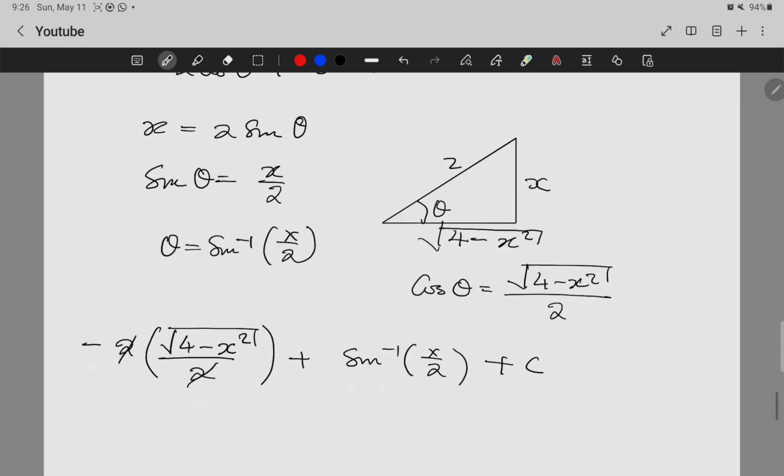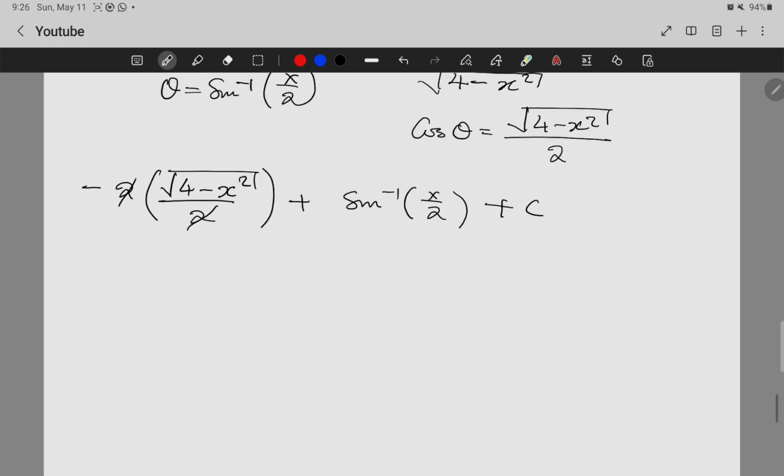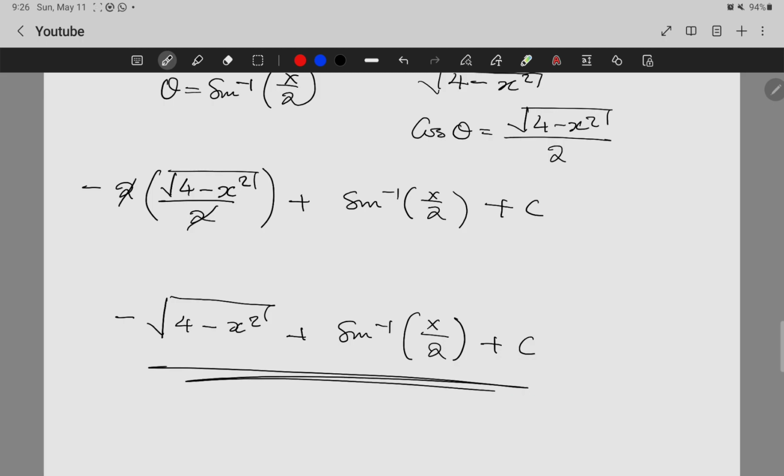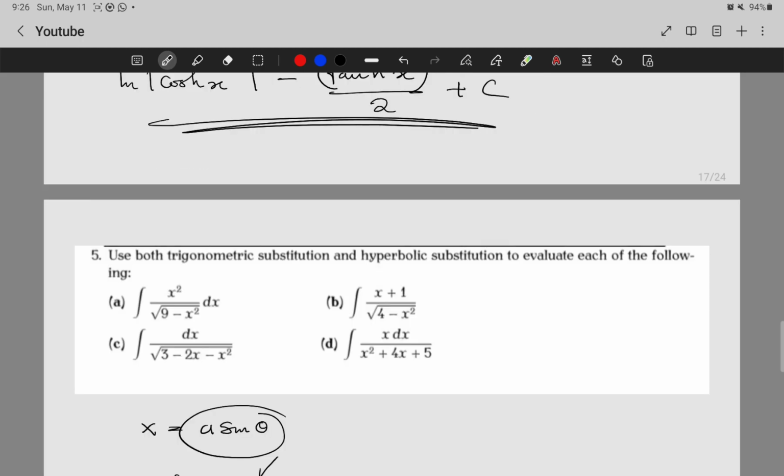So I can simplify this so that now we have minus root of 4 minus x squared plus sine inverse of x over 2 plus c. So that becomes our final solution. So we end here for this video.